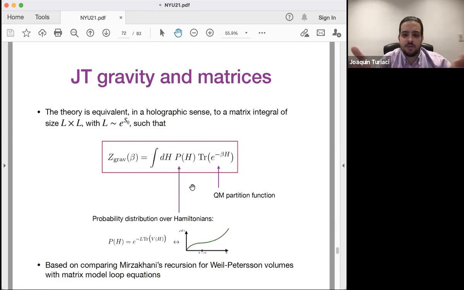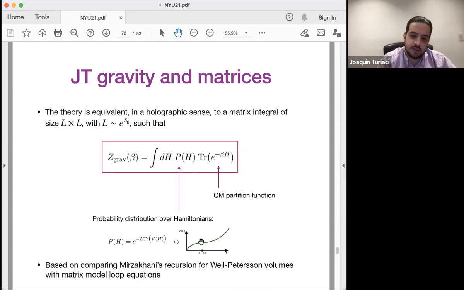So imagine that you have a quantum mechanical system with a Hilbert space of size L, where L is some function of S0 in this way. It depends on S, the extremal area. And then you compute the thermal partition function this way with some Hamiltonian. And then what you need to do to reproduce gravity is to average over Hamiltonians. And the probability distribution, which is given by one function called the matrix potential, can be chosen to match, when you take large L or large S0, with this continuum distribution.